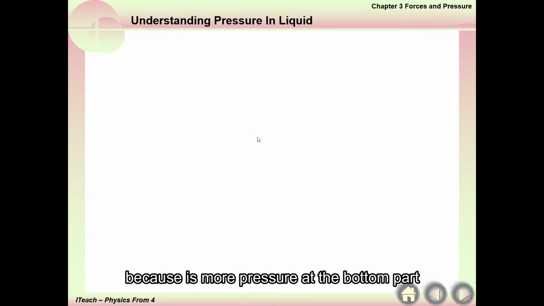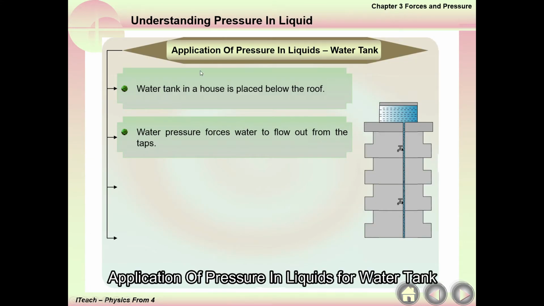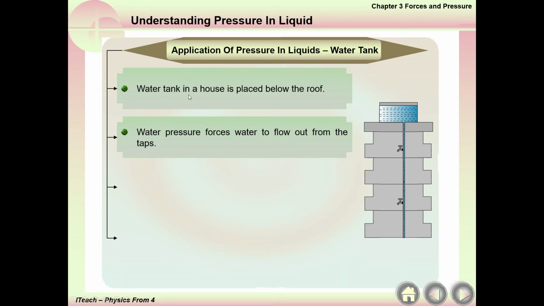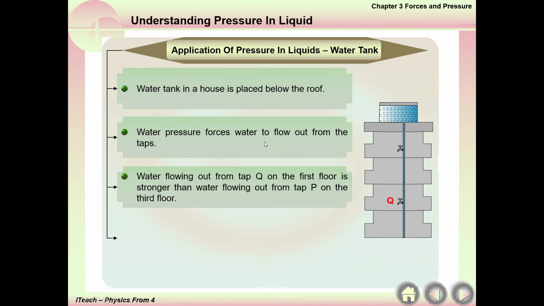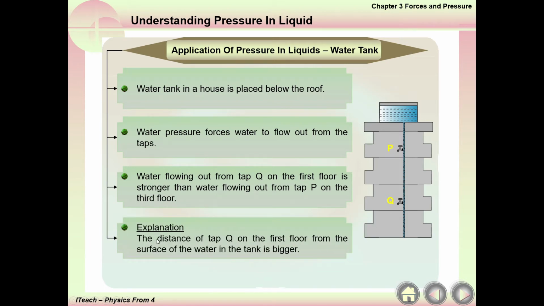Next, water tank. Application of pressure in liquid, like a water tank. The water tank in a house is placed below the roof. Water pressure forces water to flow out of the tap. Okay. Water flowing out from the tap Q on the first floor is stronger than the water out from the tap P on the third floor. Why? Because the distance of tap Q on the first floor from the surface of the water in the tank is bigger than P.